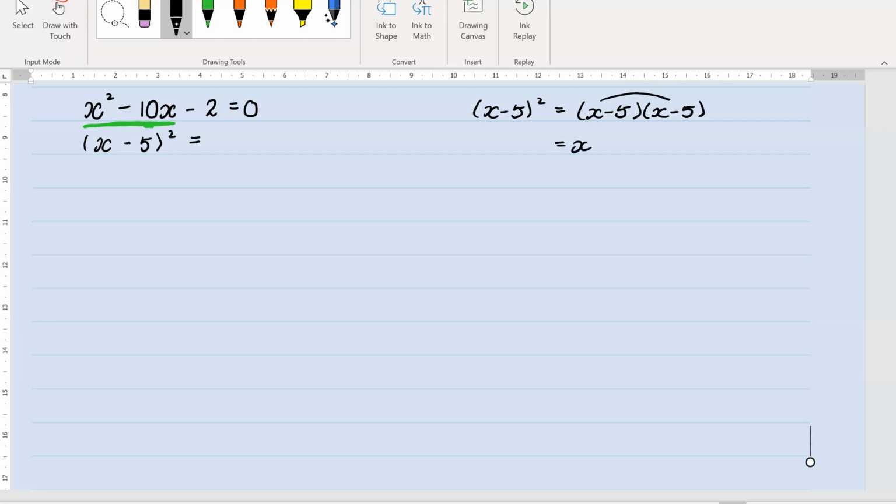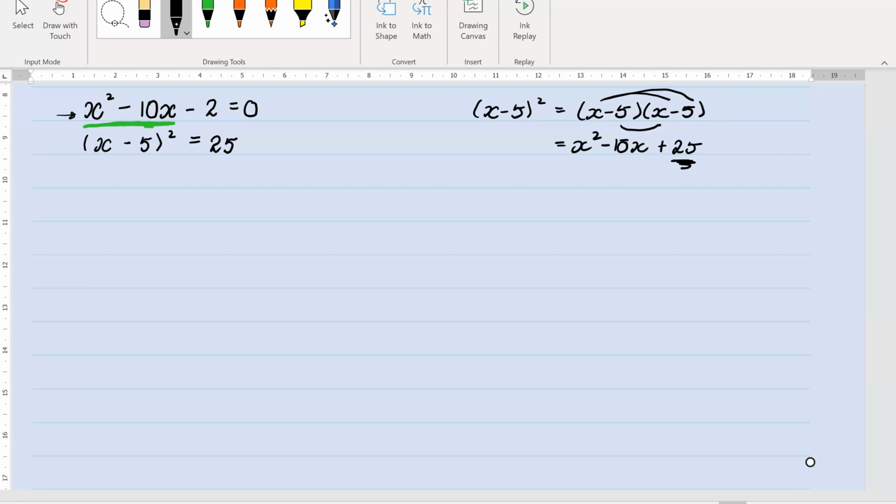So x times x is x squared, especially perfect squares. X times minus 5 is minus 5x. We get another minus 5x here, so minus 5 take 5 is minus 10x. And then negative times a negative is a plus 25. So by writing this bit here as x take 5 all squared, we've actually added in this 25. So remember, to keep life happy, we add 25 to the other side.